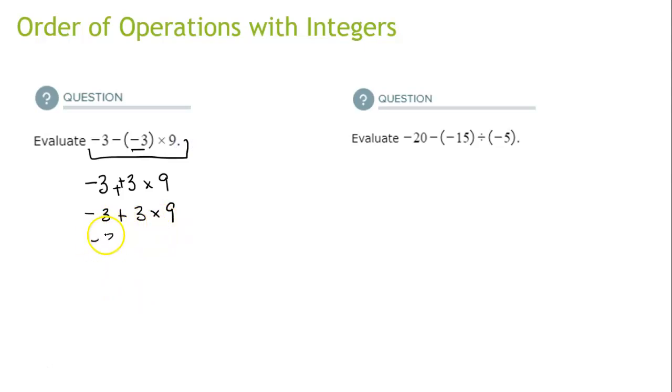Multiplication comes before addition. So we bring down the -3 plus. 3 times 9 is 27. These signs are different, so we subtract and keep the sign of the larger number. So you get 24 for that one. You pause the video and try this one on your own.